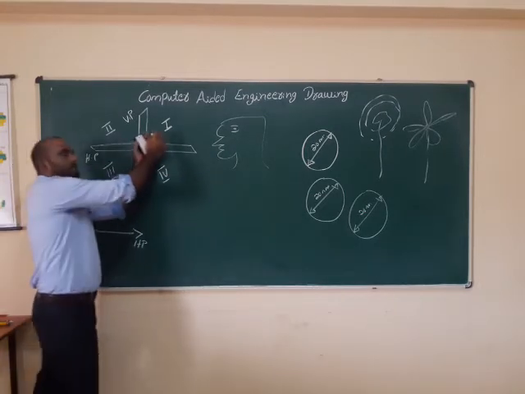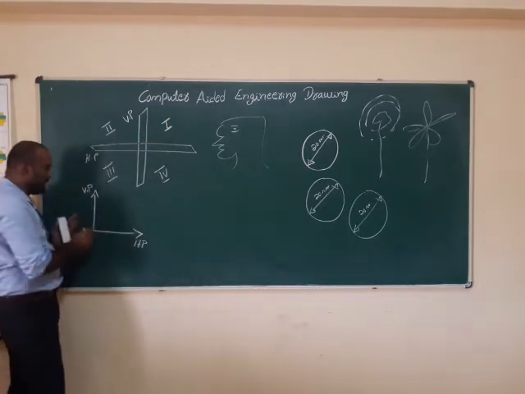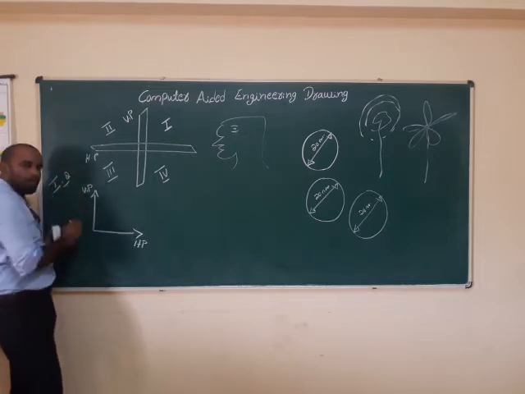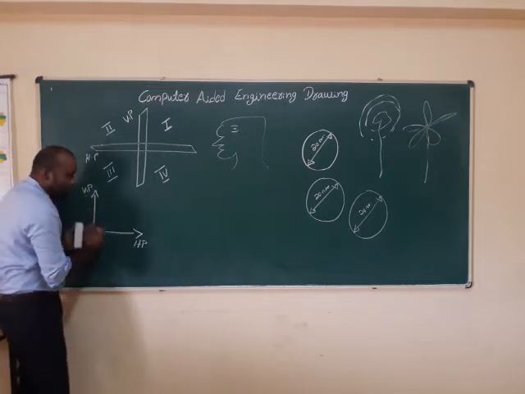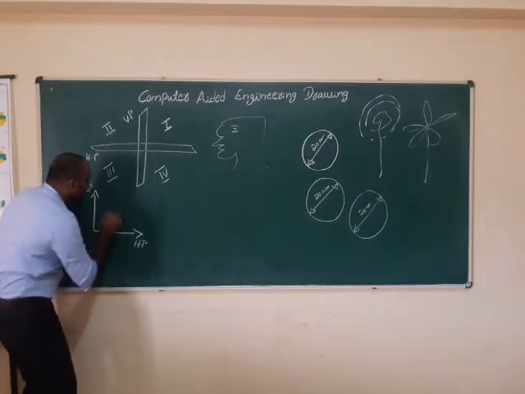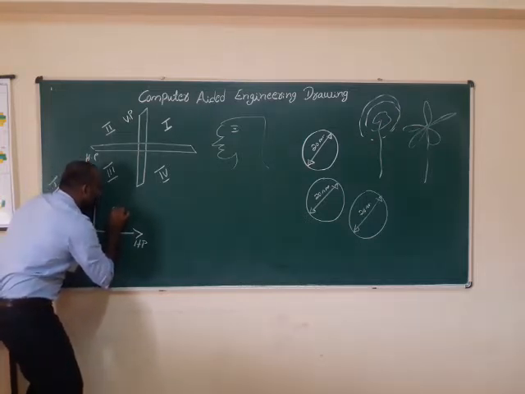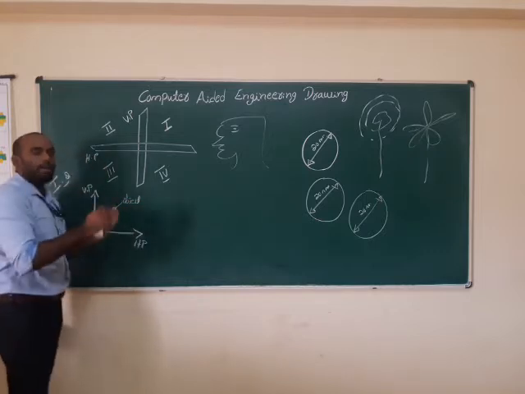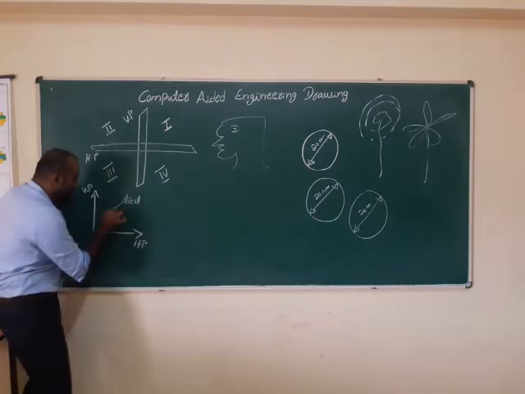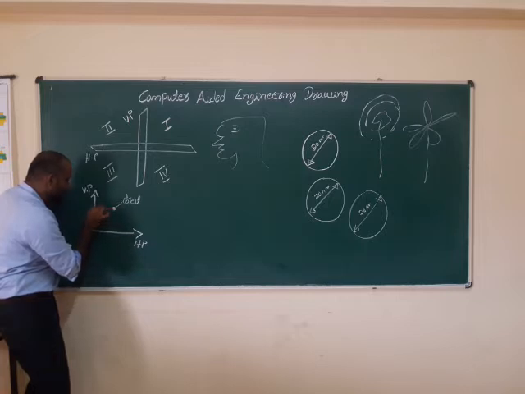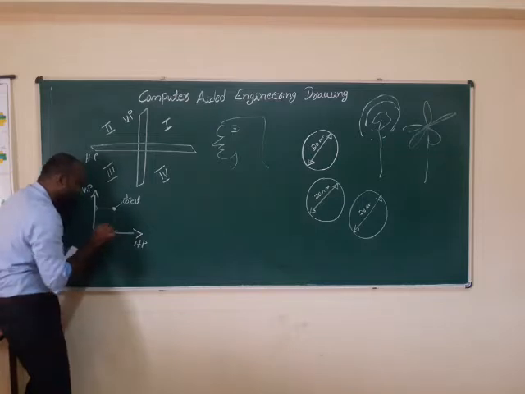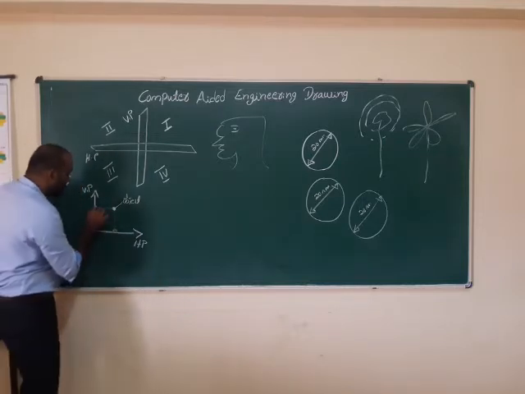First, I will consider the first quadrant. This is the first quadrant, with the vertical plane and horizontal plane. For example, I consider here this is an object. The object drawing we have to write on the plane only. This is called a drawing.